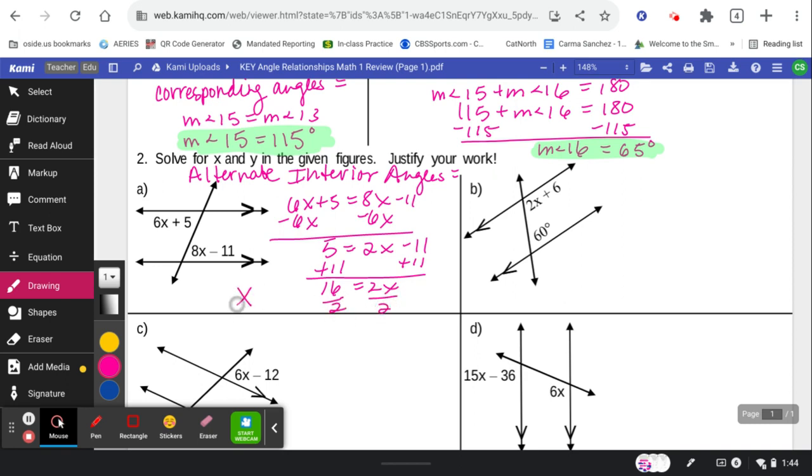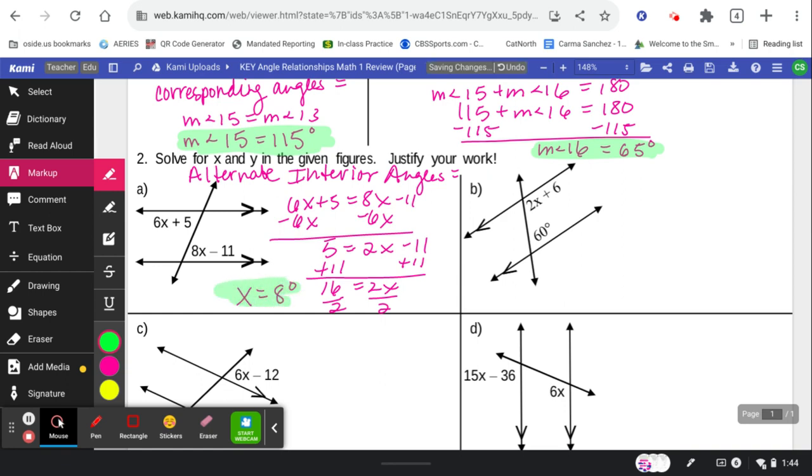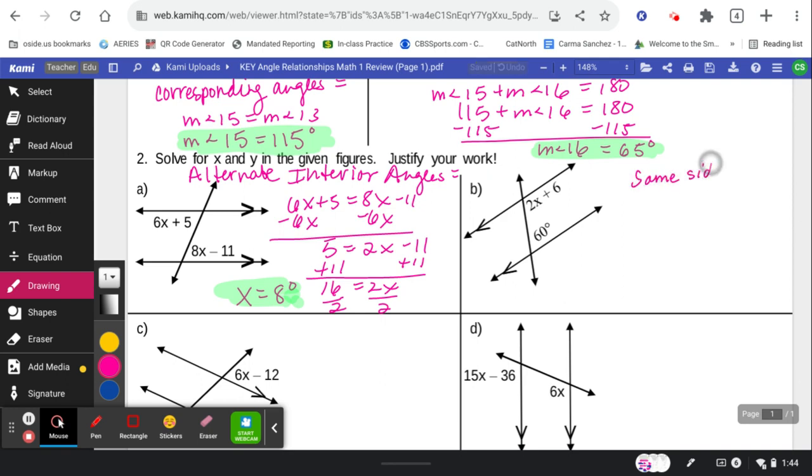And so I'm getting that x is equal to 8 degrees. How'd you do? Okay. Next, what's the relationship there? Pause the video, go look at your notes. You got it. Same side interior angles are supplementary. Notice that one looks bigger than the other.